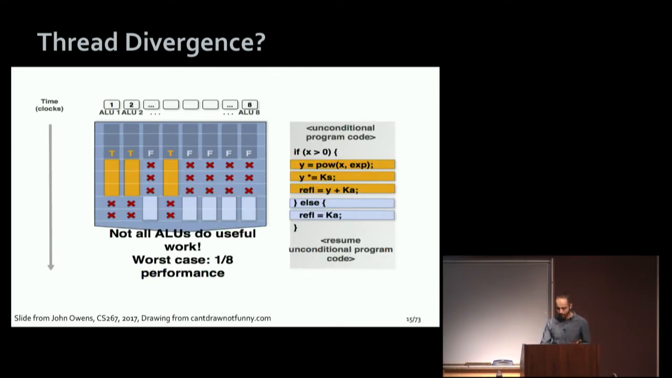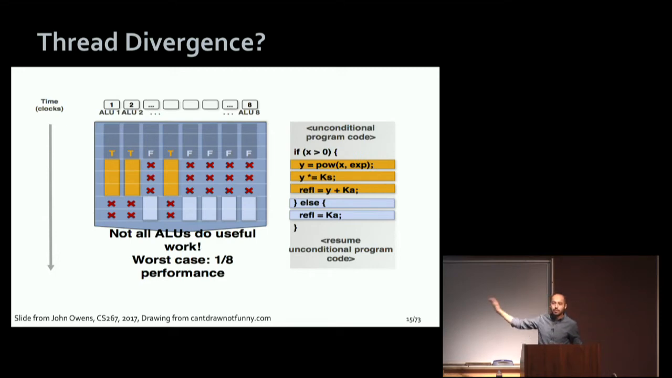So what the hardware does for you is it says, okay, the first 2 and the 4th thread are true, so they will execute the yellow part, and everybody else will stay silent, and they won't do any useful work. And then the other cores will perform this else condition. And once they're done, they will rejoin. In the worst case, the performance will be 1/8. If you have an 8-way thread divergence, you will get 1/8 of the performance, which is a problem if you're not careful.